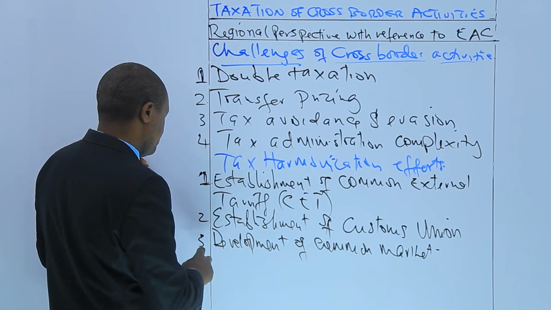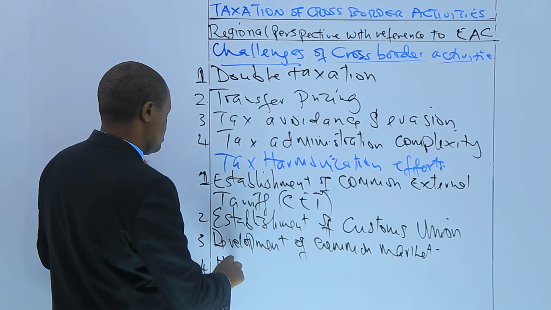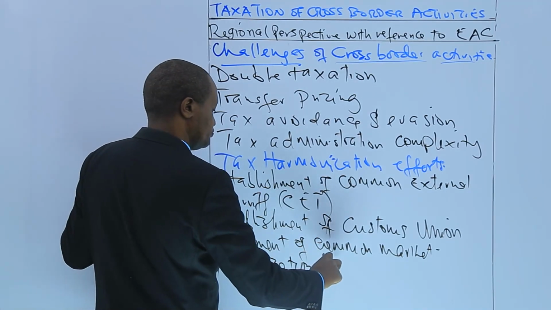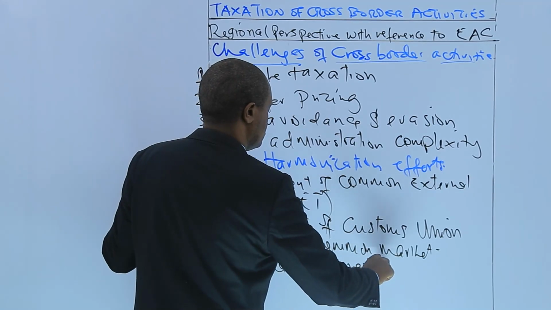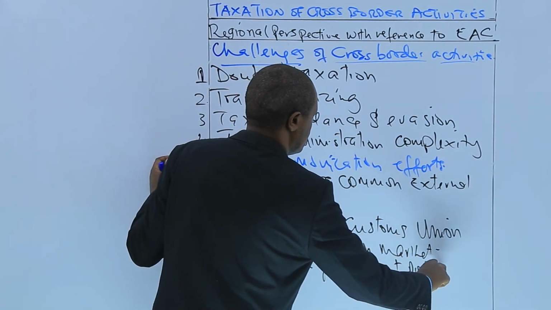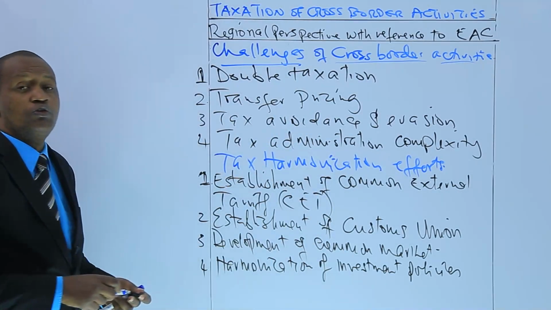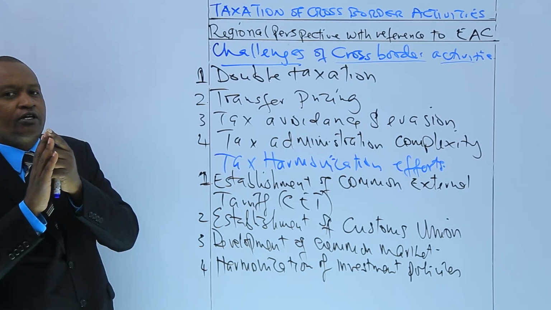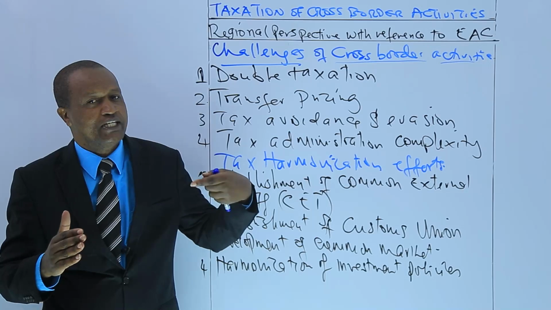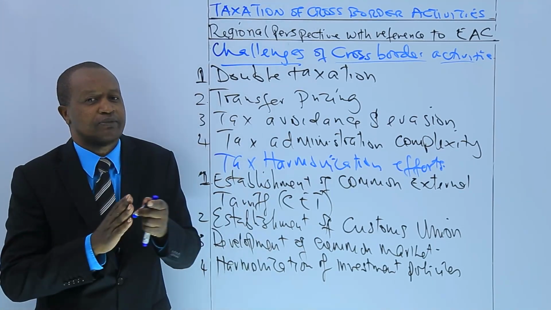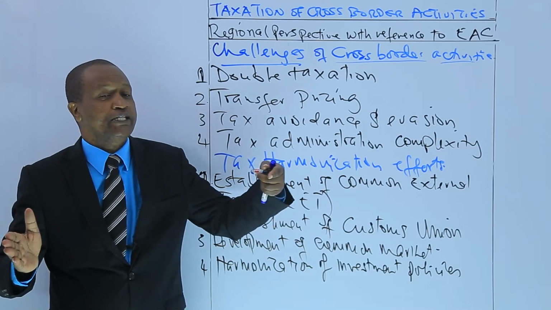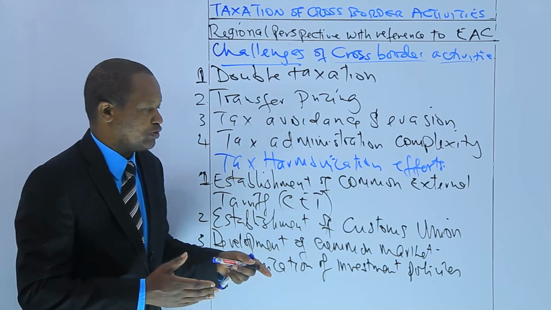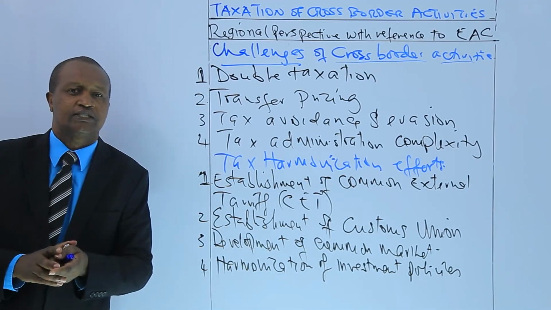Harmonization of investment policies, number 4. The East African Community has harmonized investment policies to promote cross-border investment and also to provide a more predictable investment environment.